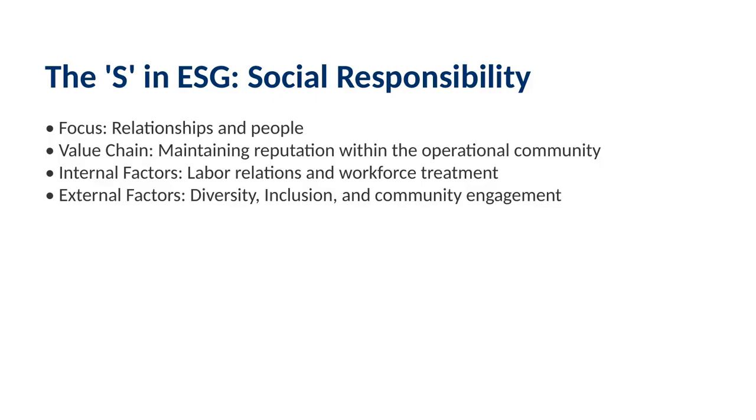Next, we move to the social pillar, the S. This is centered on people. It's about the relationships a company builds and the reputation it maintains within the communities where it operates. This includes the entire value chain. When you're studying this, think about labor relations, diversity, and inclusion. A company doesn't exist in a vacuum. It operates within a diverse society, and how it treats its people and the community is a core part of its sustainability.